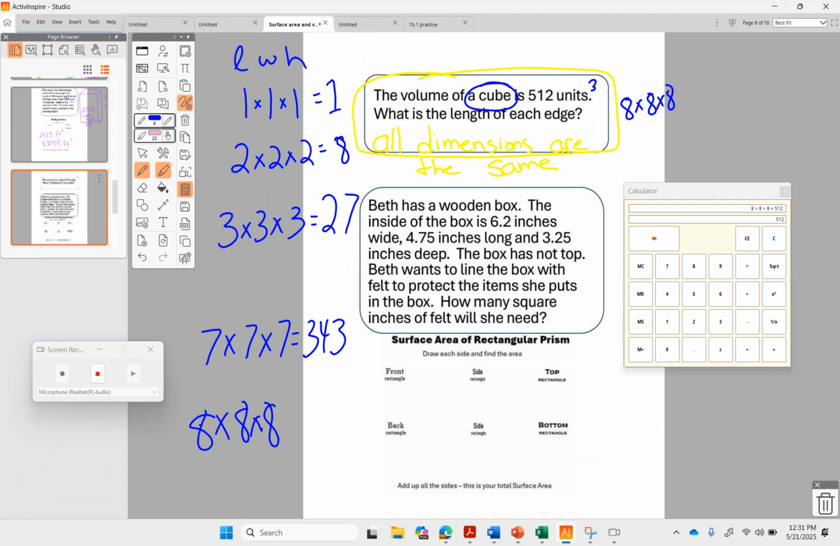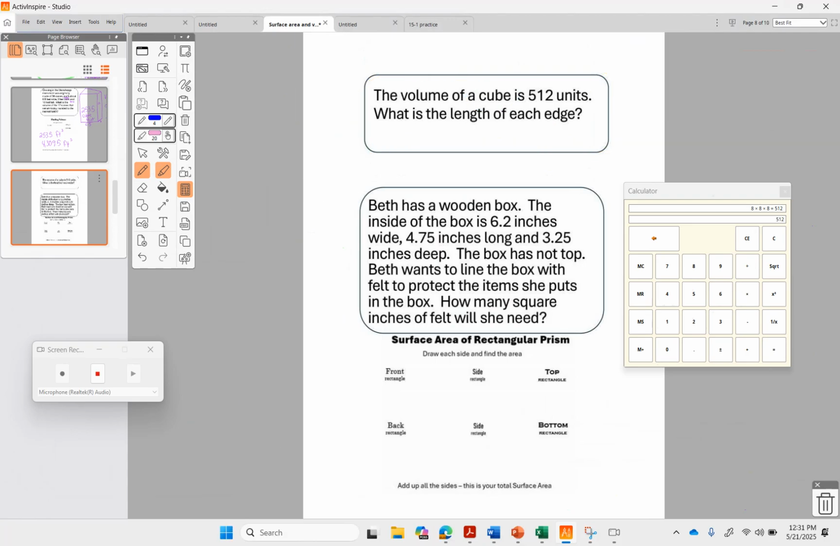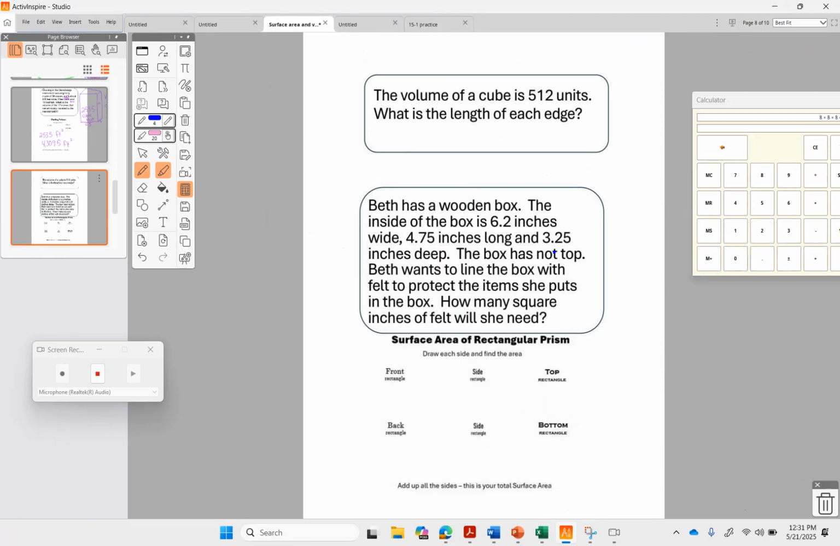Okay. Next one, Beth has a wooden box. The inside of the box is 6.2 inches wide, 4.75 inches long, and 3.25 inches deep. But the box has no top. Obviously, I can't spell. So here's the bottom of the box, right? And then it has sides. Okay, so it looks like that, but it's just open.